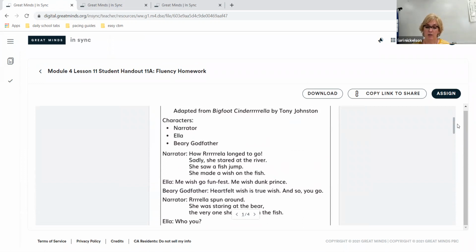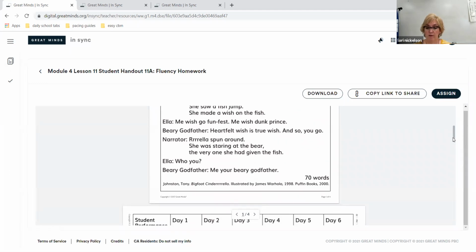We've got, remember our characters, narrator, Ella, and Barry Godfather. How Rella longed to go. Sadly, she stared at the river. She saw a fish jump. She made a wish on the fish. Me wish go fun fest. Me wish dunk prince. Heartfelt wish is true wish, and so you go. Rella spun around. She was staring at the bear. Then the very one she had given the fish. Who you? Me, your Barry Godfather.